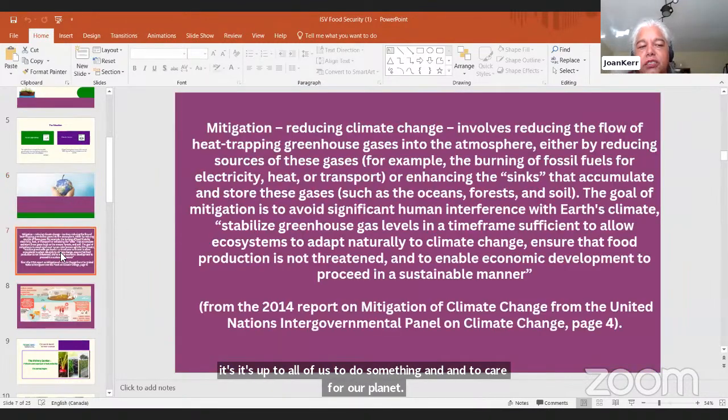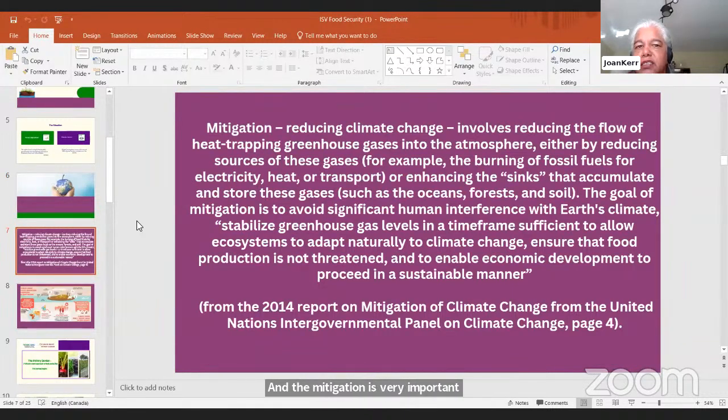So it's up to all of us to do something and to care for our planet. And mitigation is very important to understand. And I'm just going to do it from a community level. Obviously, there's lots of scientists and researchers on this, but mitigation is essentially reducing the use of heat trapping greenhouse gases in the atmosphere, because that then has an effect on what happens after that. So our duty is to make sustainable decisions so that we stabilize the greenhouse gases so the plants can grow.